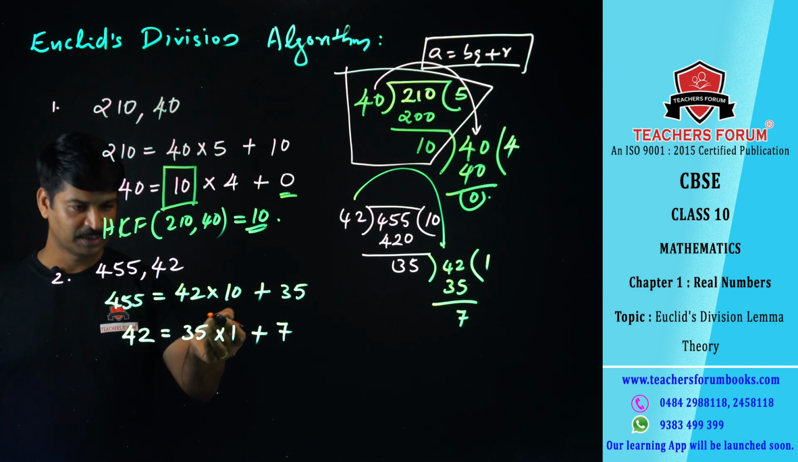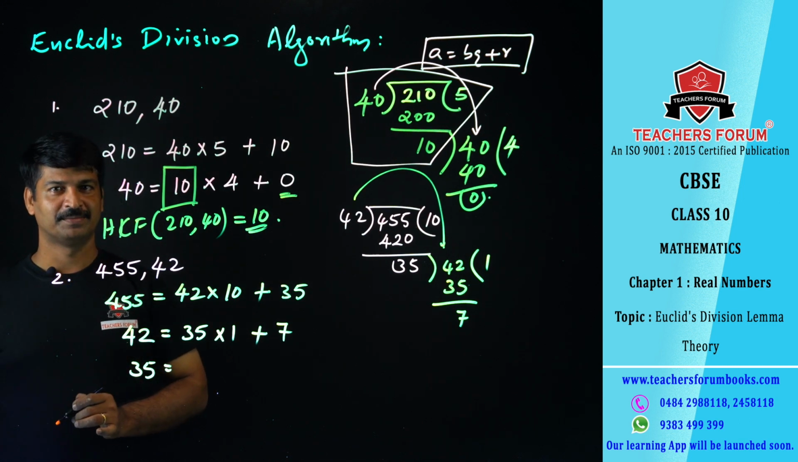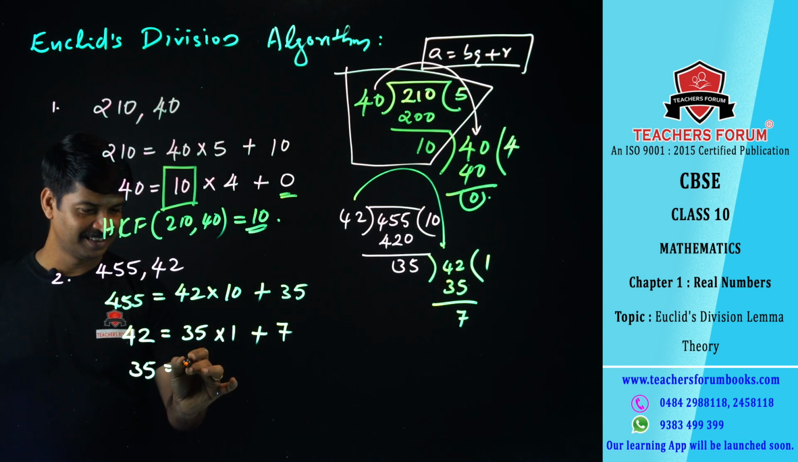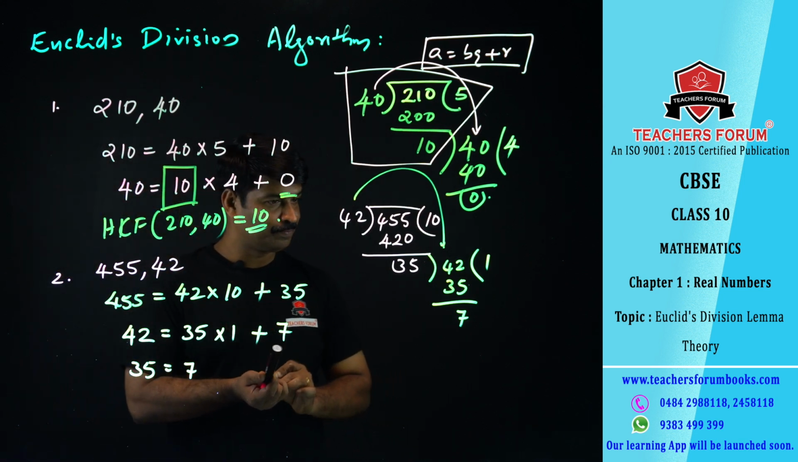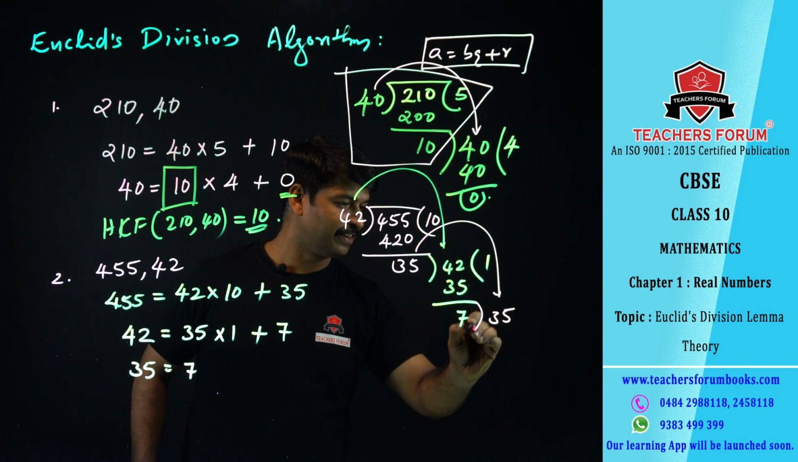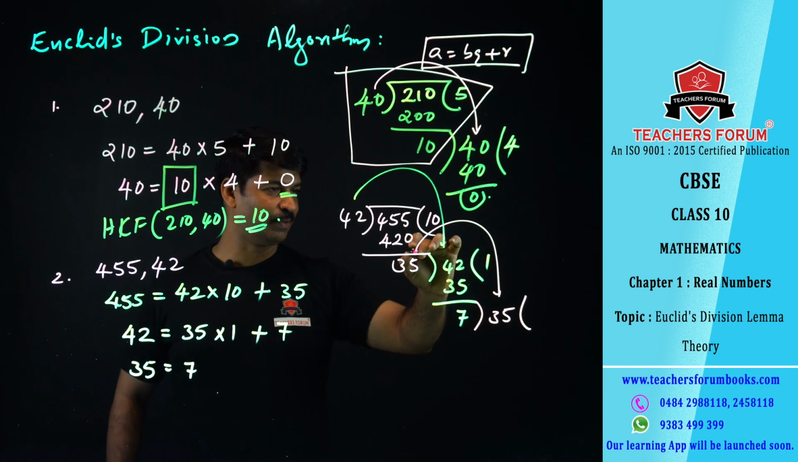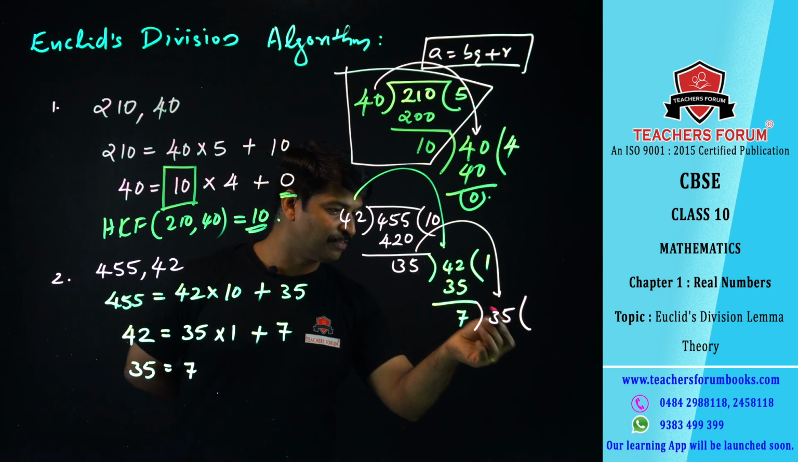Sure, 35. 35 will be the dividend. What will be the divisor? Divisor will be the remainder 7, isn't it? Now let us divide 35 by 7. What will you be getting? The divisor becomes the dividend, the remainder becomes the divisor. Now you divide 35 by 7.